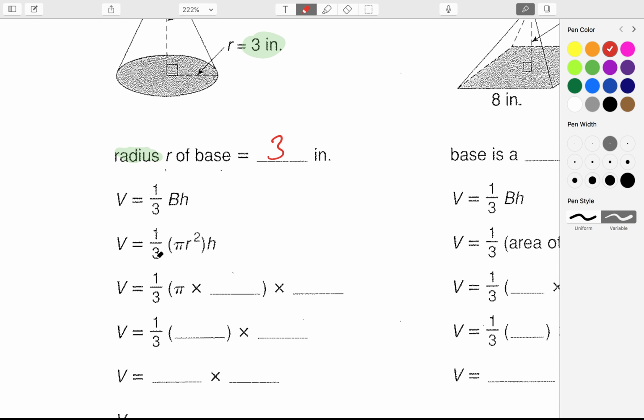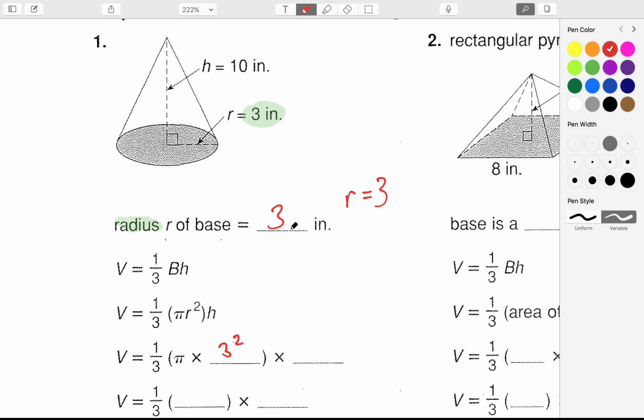Now you have 1/3 pi times r squared. Well, r was 3, right? So r equals 3. We're going to have to plug this in. So this is going to be 3 squared times your h. And your h, looking back up here, was 10. So I'm going to plug in 10 right there. Now 3 squared is 3 times 3, which is 9. 9 times pi, 9 pi times 10.